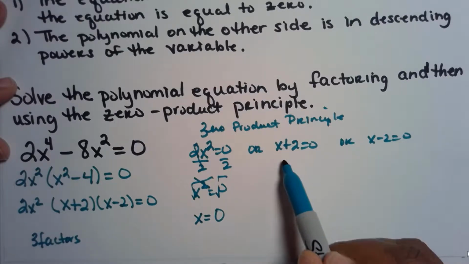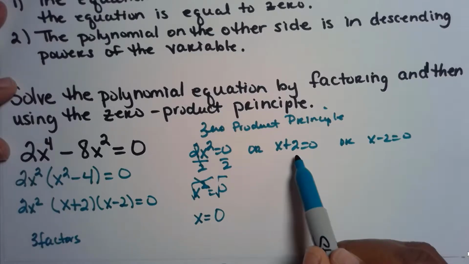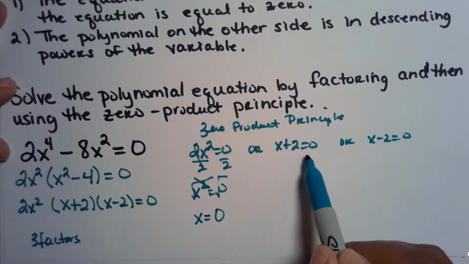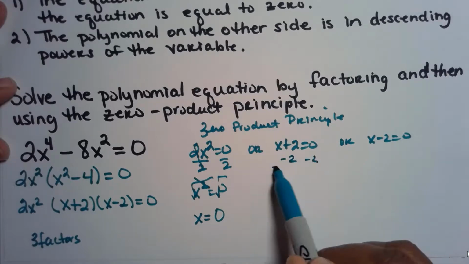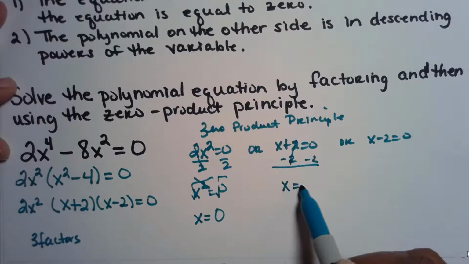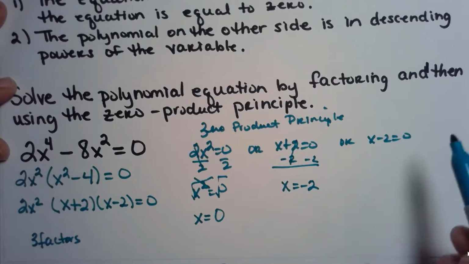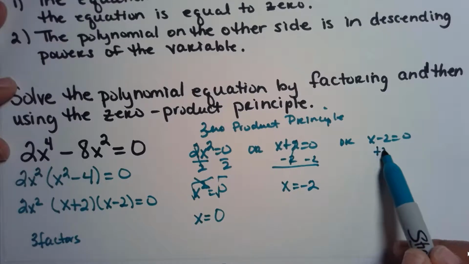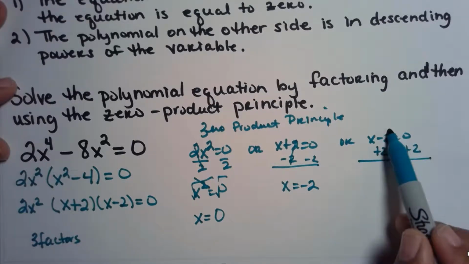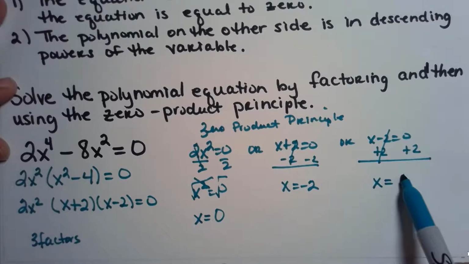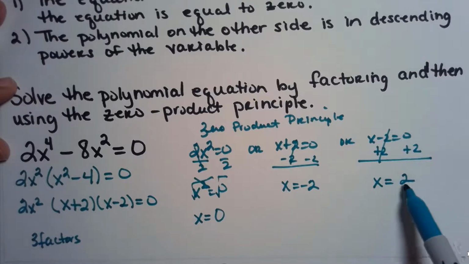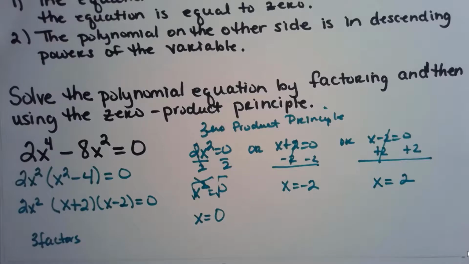Let's solve the next two. So here we have x plus 2 is equal to 0. We're going to subtract 2 from both sides. We have x is equal to negative 2. And then the last one, to solve for x, we're going to add 2 to both sides. We have x is equal to 2. Now you can go in and check your work if you want to, to see if those three solutions that we found make this equation true.